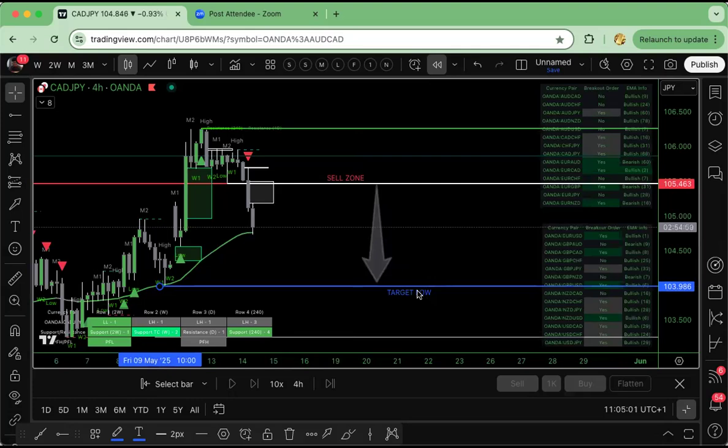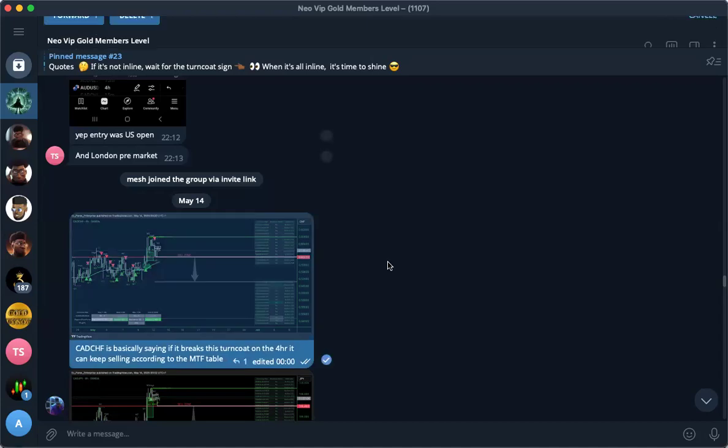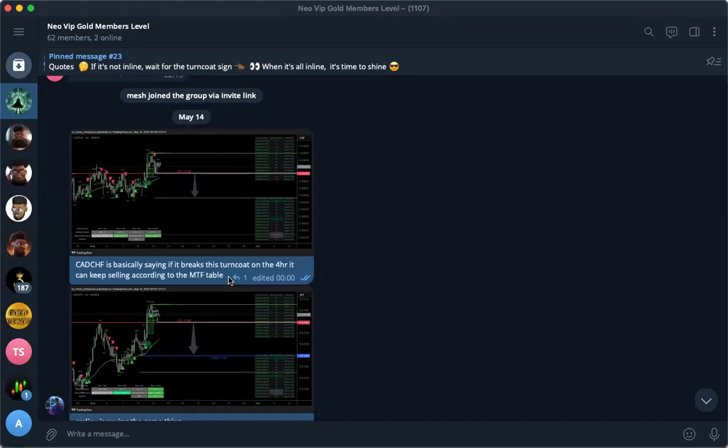All right, cool. Telegram. So here you can see straight away that this is what I posted for all of the members in the paid VIP group. This was just me showing everybody what trades can do a certain type of maneuver, whether it's a buy or sell, and this was based on what I'm reading from the table.